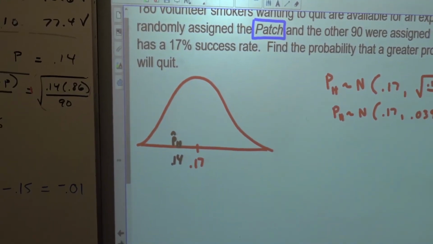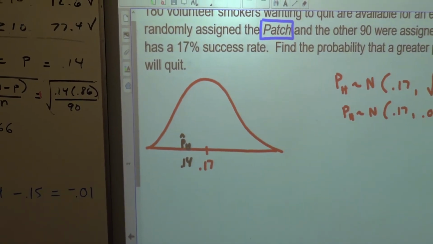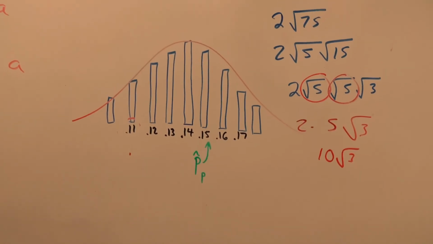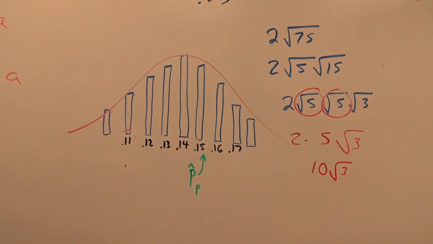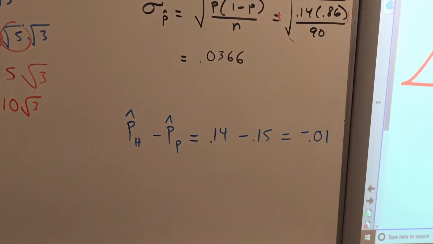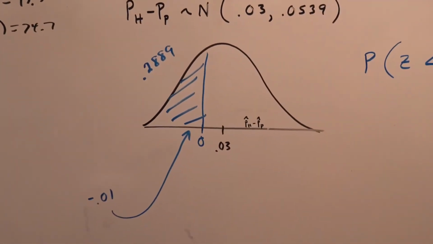What if in one random sample of 90 people using the hatch, 14% of them were able to stop smoking, but again, 15% of the people in a sample of 90 using the patch stopped smoking? Well, now the difference in the sample proportions would be negative 0.01. And that shows up down here on this joint distribution.